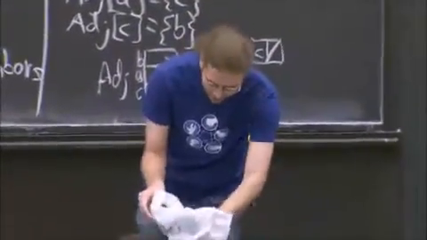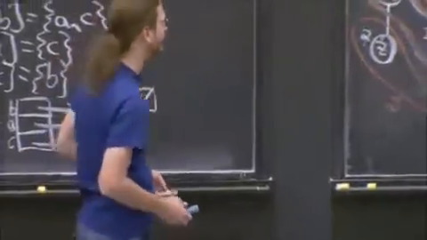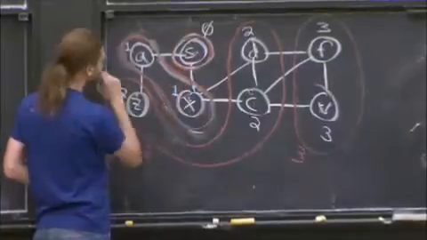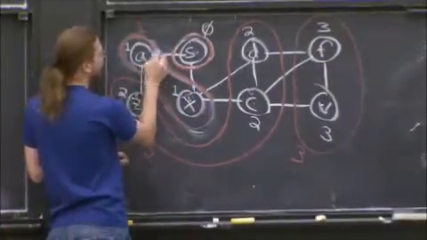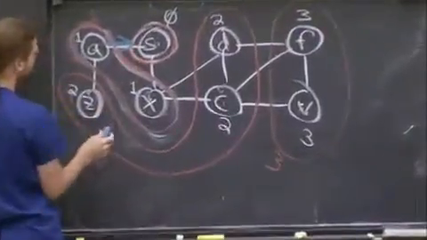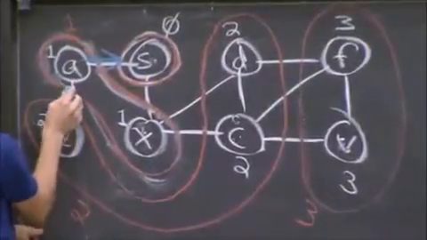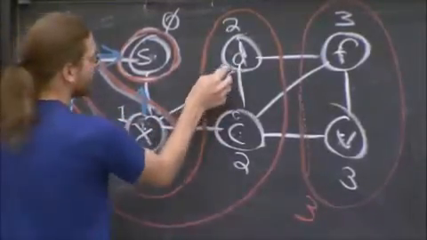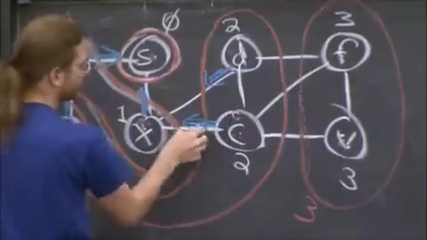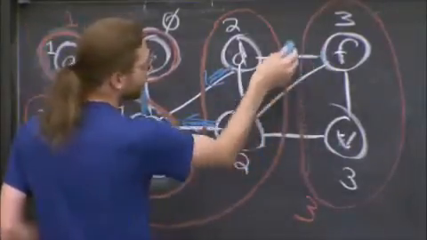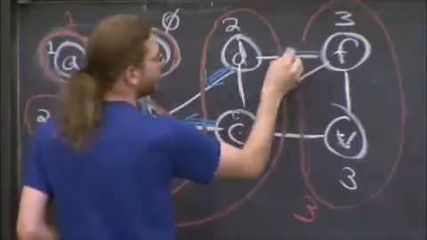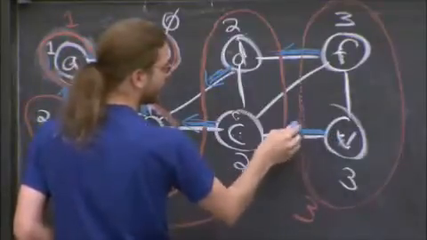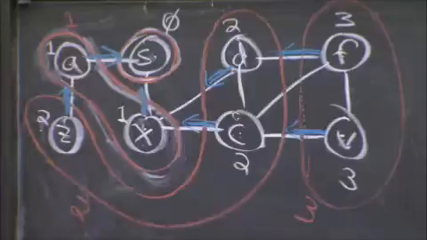I'll change colors yet again, although it gets hard to see any color but red. Let's see. So we have S. When we visited A, then the parent of A would become S. When we visited Z, the parent of Z would be A. Parent of X is going to be S. Parent of D is going to be X. Parent of C is going to be X. Parent of F, it could have been either way, but the way I did it, D went first. And so that became its parent. And I think V's parent was C.